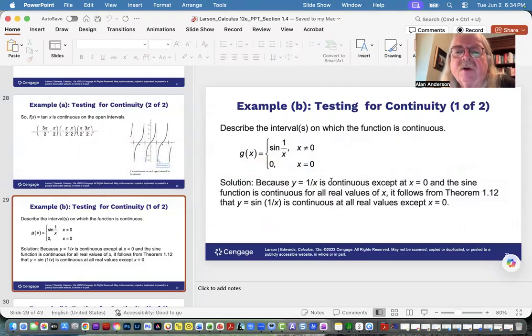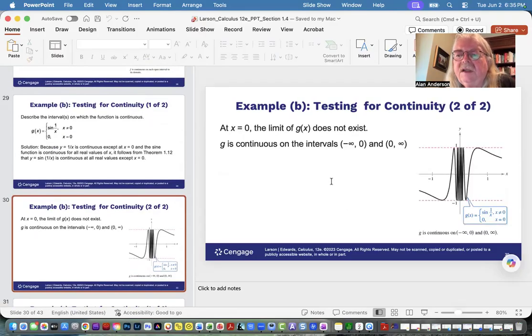So what they've done is they've broken it up into two pieces. It's a piecewise function here. So the function is sine 1 over x everywhere except 0. And when x equals 0, the function equals 0. So therefore, it's discontinuous at 0, but it's continuous everywhere else. Oh, there it is. They have their own picture of it.